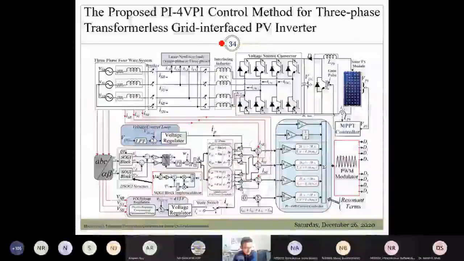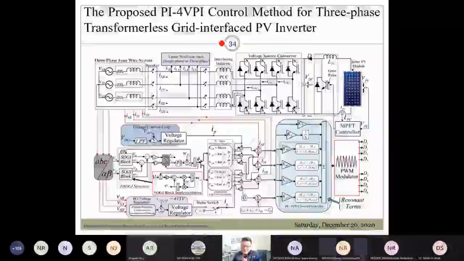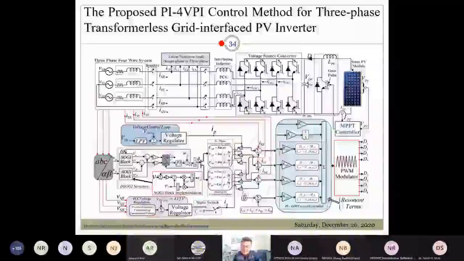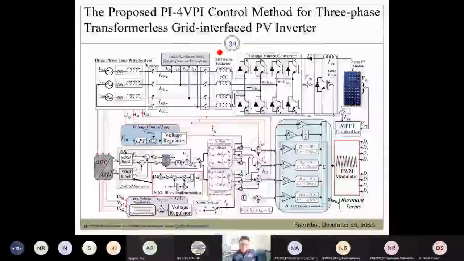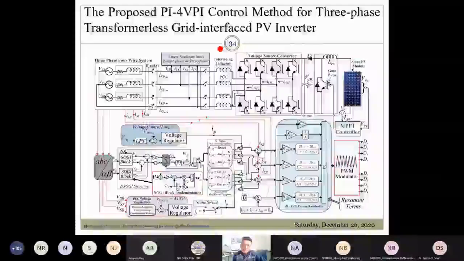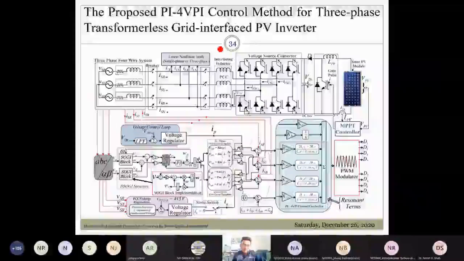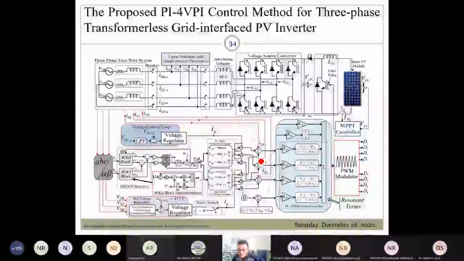Let me tell you this interesting fact. In case of the 3-phase 4-leg topology, it is generally believed that you need to sense the grid neutral current. However, it is not required. See how you can compensate the grid neutral current. Please pay attention to the slide.